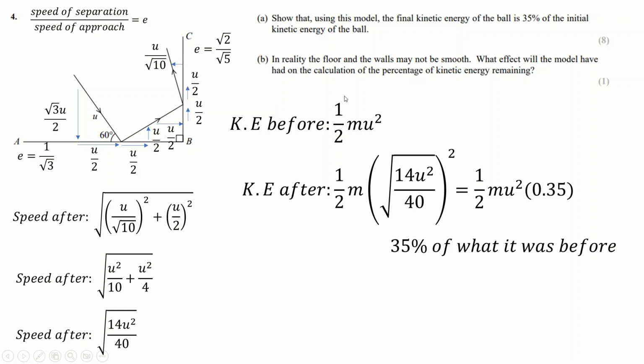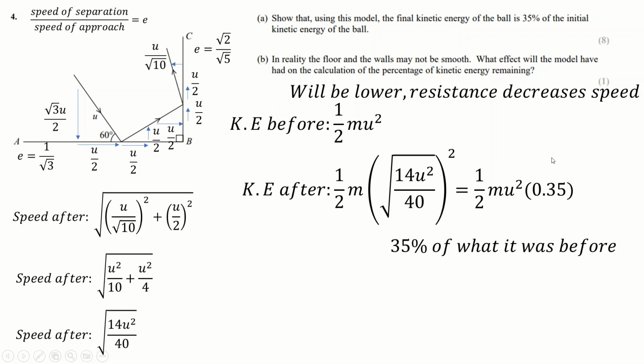Cool. In reality, the floor and the walls may not be smooth. Well, if they were rough, they would slow the thing down. And if they slow this thing down, then the final speed is even less, which means there's even more percentage speed lost. So the amount of percentage left over is less. So more percentage loss, amount of percentage at the end is less, I guess. Yeah, sure. Cool. So say something like that.